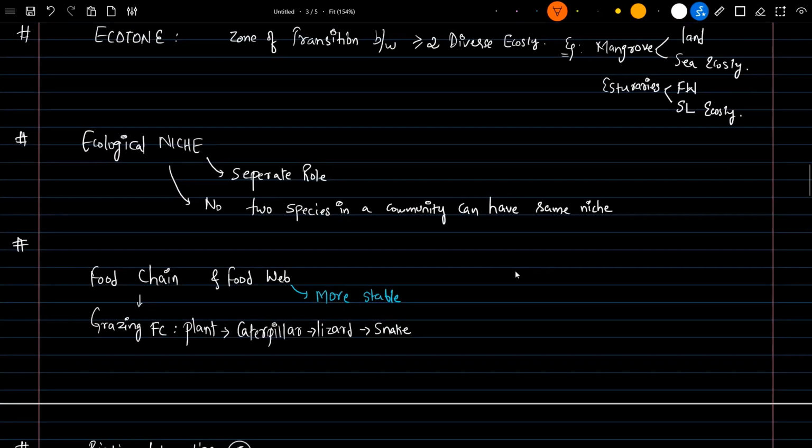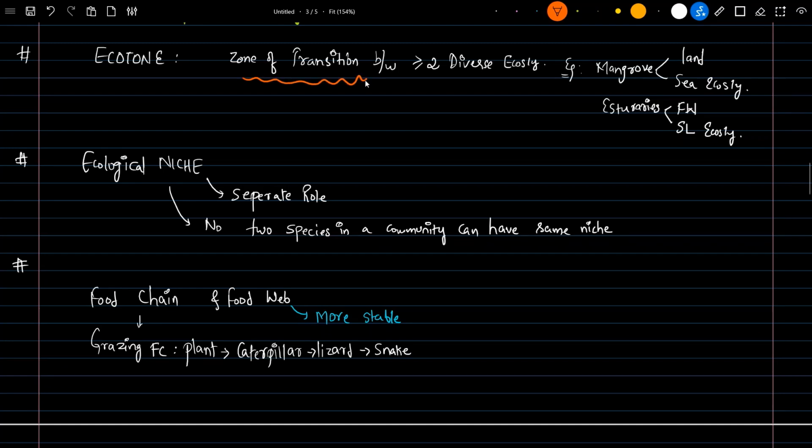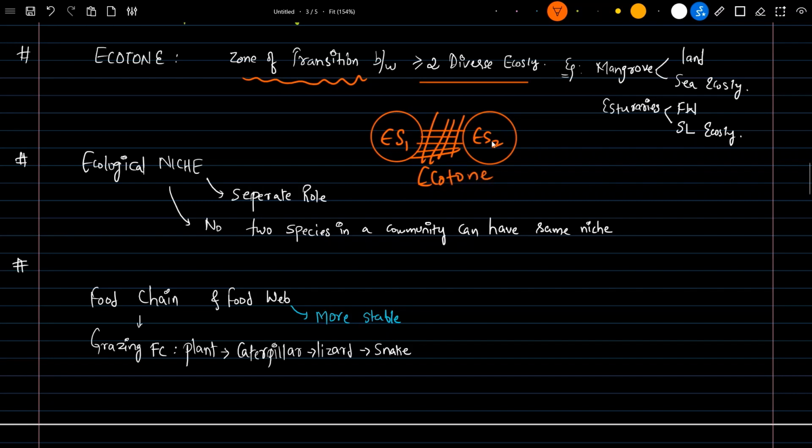Next, coming to ecotone. What does ecotone mean? Ecotone is simply a zone of transition between multiple diverse ecosystems. Let's say this is ecosystem 1 and this is ecosystem 2. These two are different ecosystems. There will be a transition zone lying between these two ecosystems. This region is called ecotone. As we defined here, it is a zone of transition between multiple, which means two or more, diverse ecosystems. For example, mangrove lies between the land and sea ecosystem, and estuaries are an ecotone between a freshwater ecosystem and a saline water ecosystem.